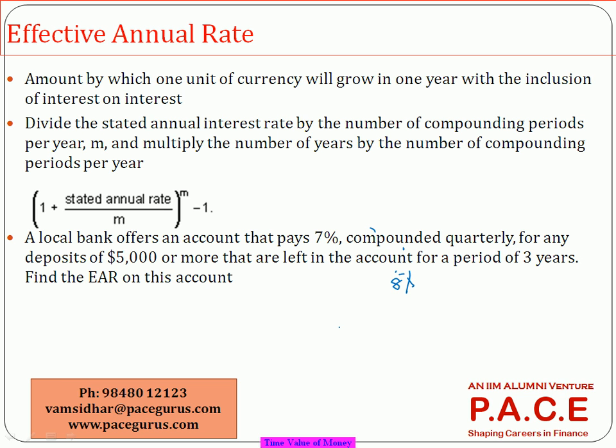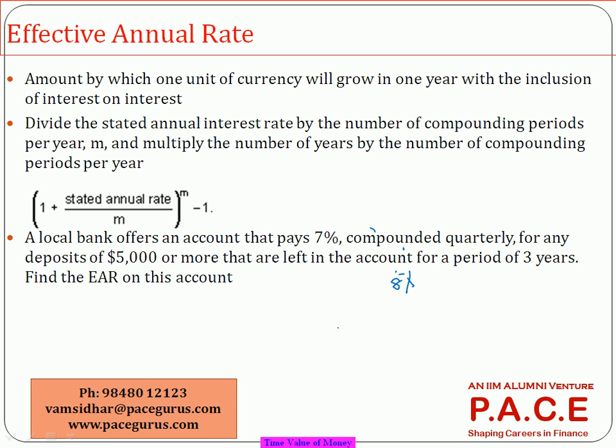Why? That is the quoted rate, but the compounding happens more frequently than the quoted rate. That quoted rate assumes annual compounding, but in most banks, the compounding happens on a quarterly basis. If the compounding is happening on a quarterly basis, obviously what you are getting is much more than 10. That is what we call the effective annual rate.